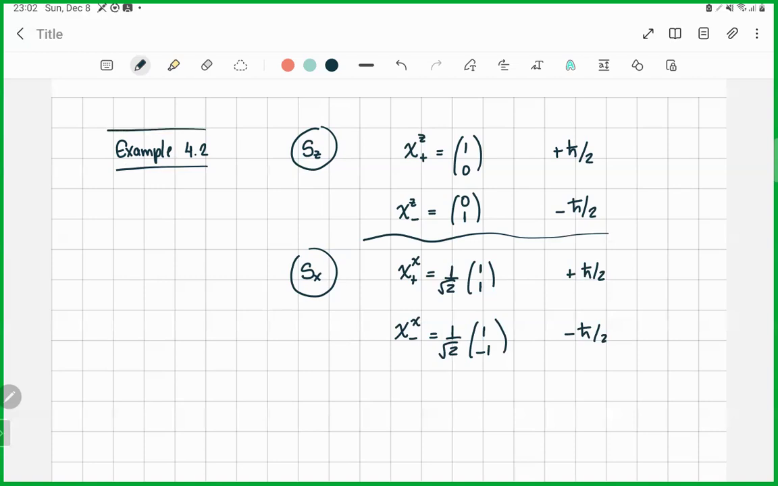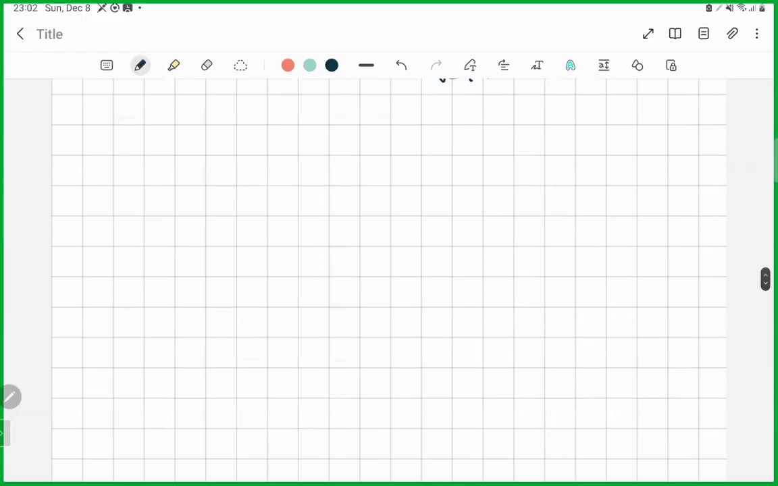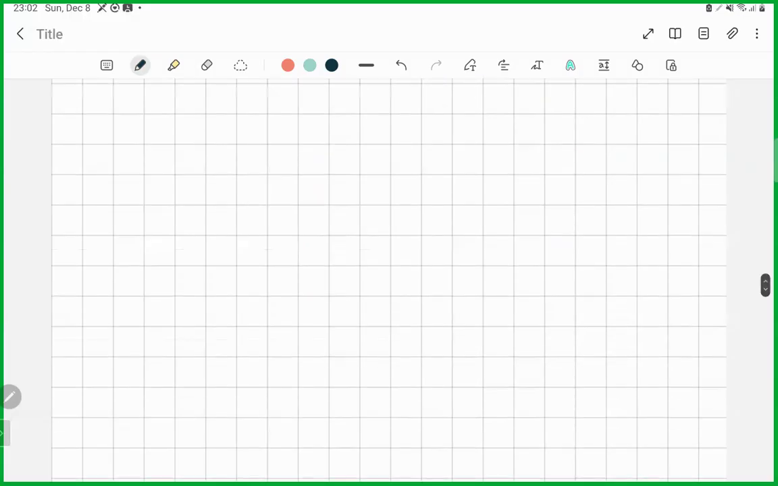Okay, so the example is the following. We are given a certain state, which is called chi. And this certain state is the following: 1 over square root of 6 times (1 plus i, you see there is a complex value there, and the other element is 2). Okay, and then comes a sequence of questions.